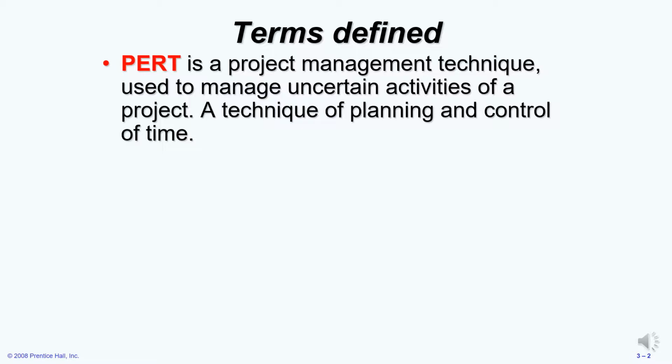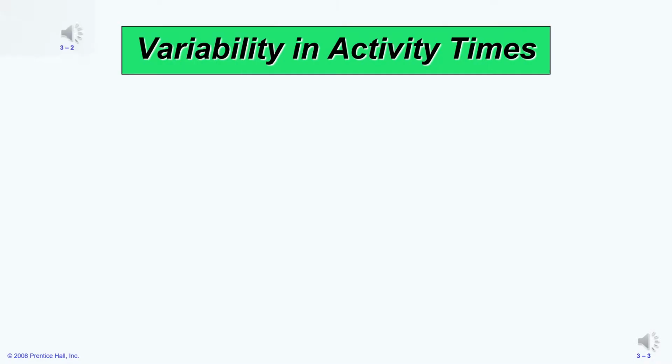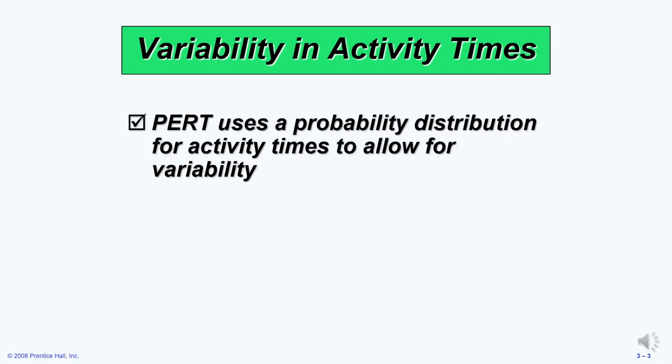It is an improved version of the CPA because in the CPA we would have to know the exact duration of each activity. In PERT, sometimes you may not know the exact duration of an activity. This is why this method is an enhancement. In order for us to use PERT, we need to look at activity times, the probability distribution for activity times to allow for variability.